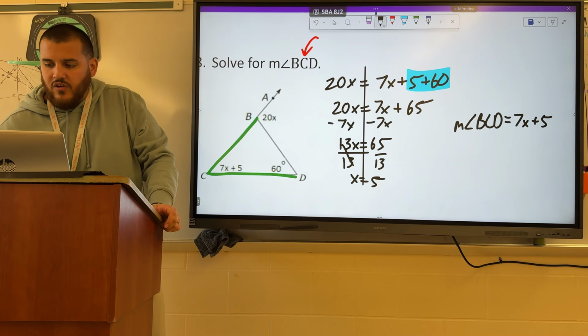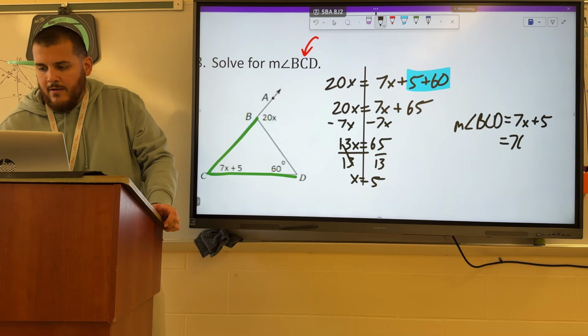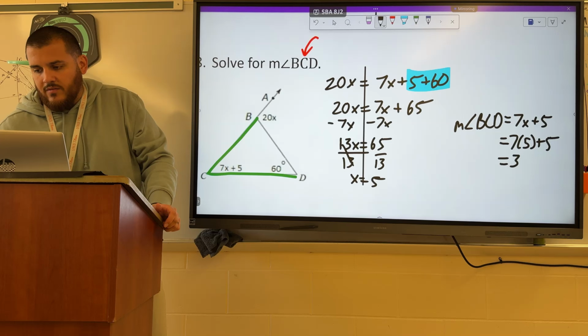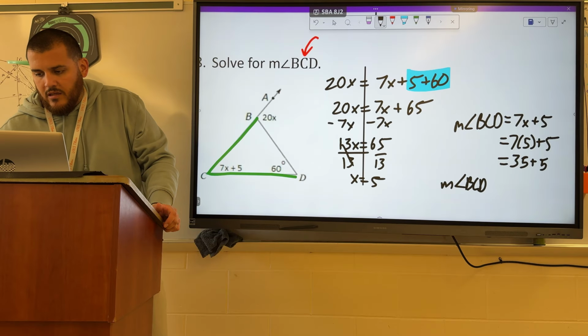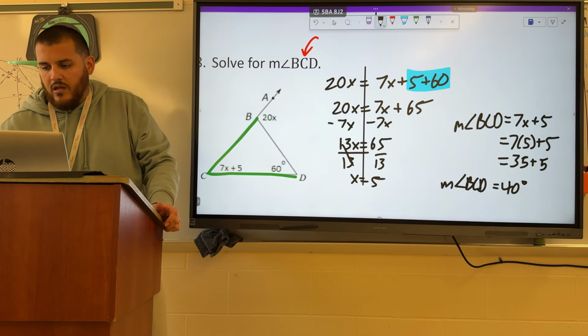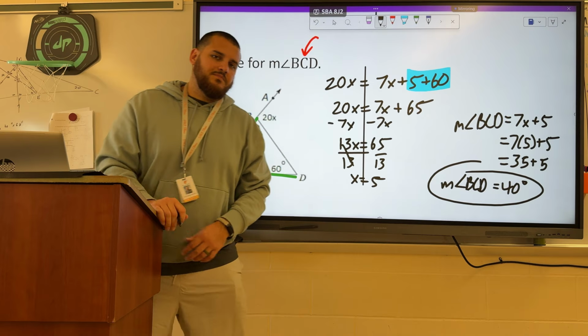I know that x is 5, so I can substitute that in here and solve. 7 times 5 plus 5. 7 times 5 is 35. 35 plus 5 gives me a measure of angle BCD that is equal to 40 degrees in this example.